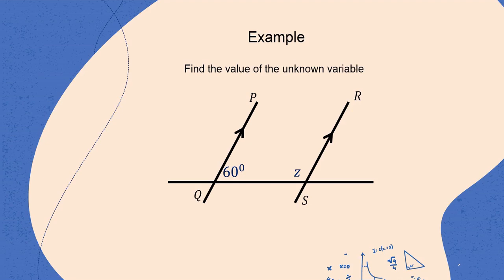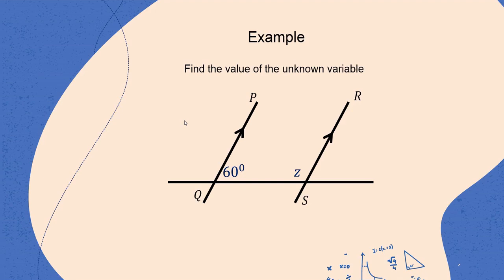The question asks us to find the value of the unknown variable. In our question, the unknown variable is Z. What we have here is PQRS are the names of the lines. So we have a line named PQ and another line named RS. We are also given additional information that line PQ is parallel to line RS, and we know that because of the two arrows that are indicated on the lines. That tells us that these lines are parallel to each other.